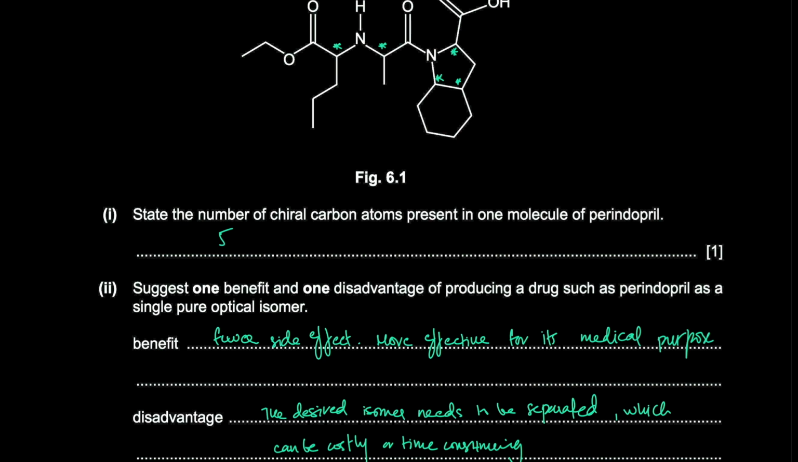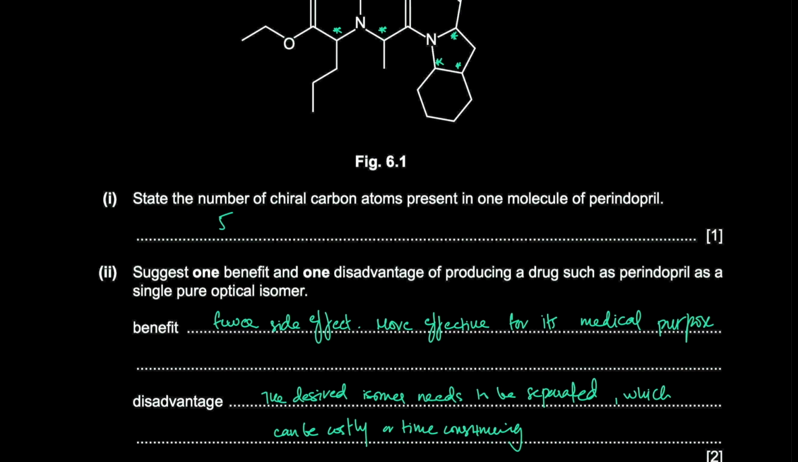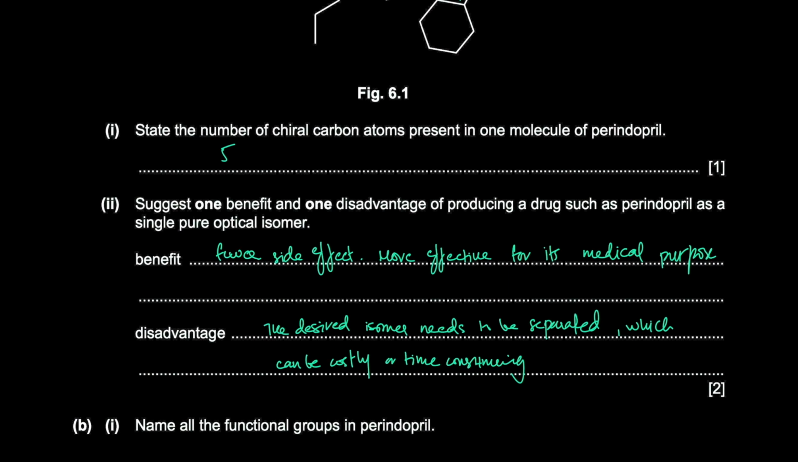One of the things that we can use to obtain a single pure optical isomer is a chiral catalyst. A chiral catalyst will selectively result in the production of the desired optical isomer. They can be organic catalysts such as enzymes, or they can be metal-based inorganic catalysts as well.